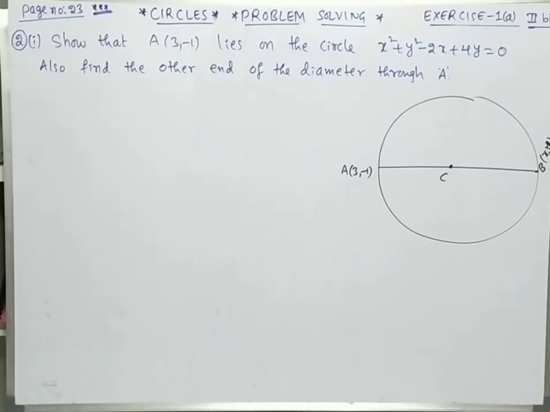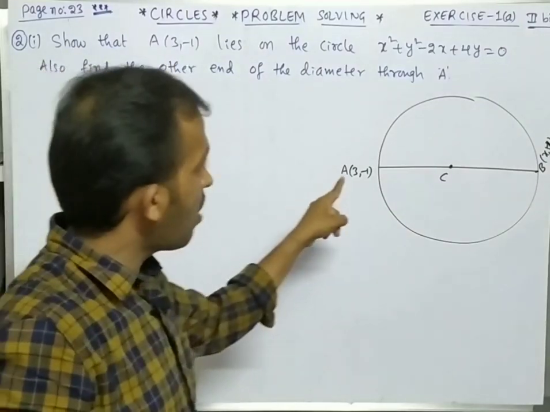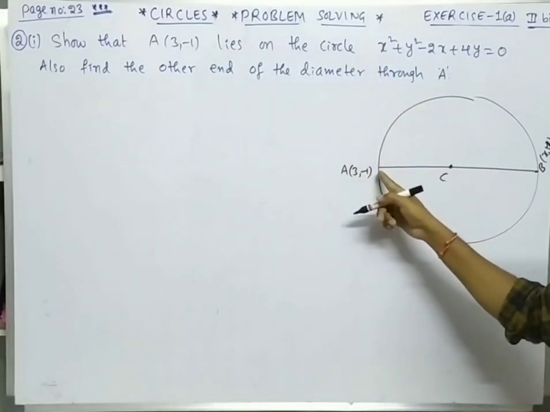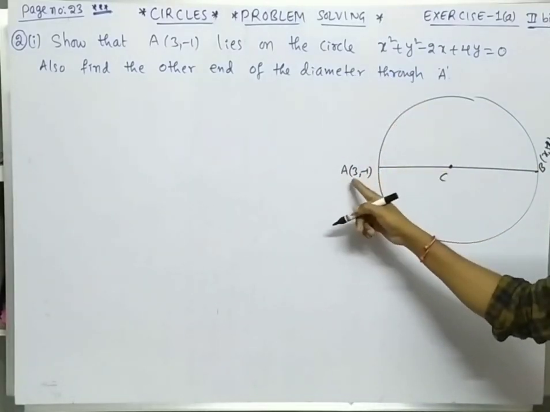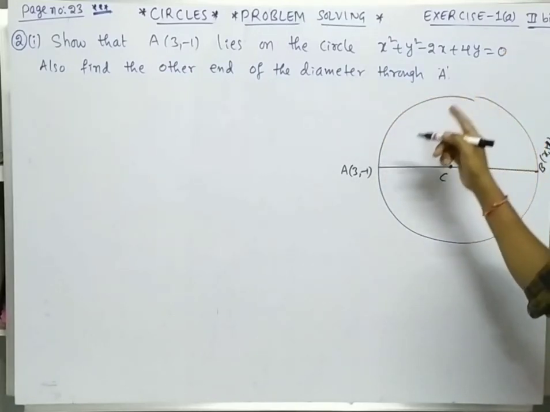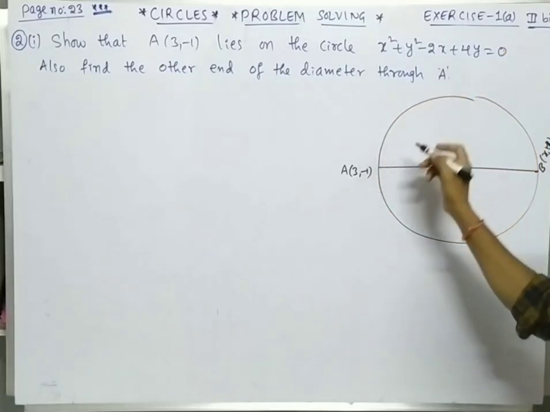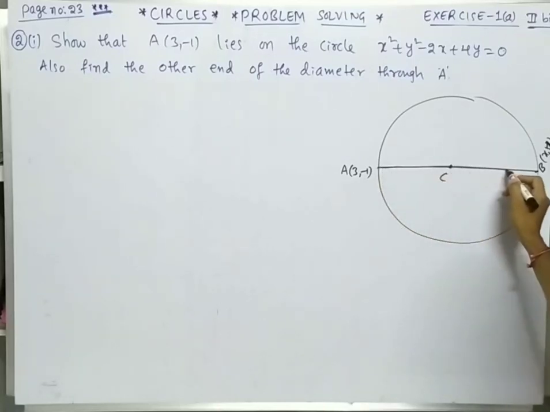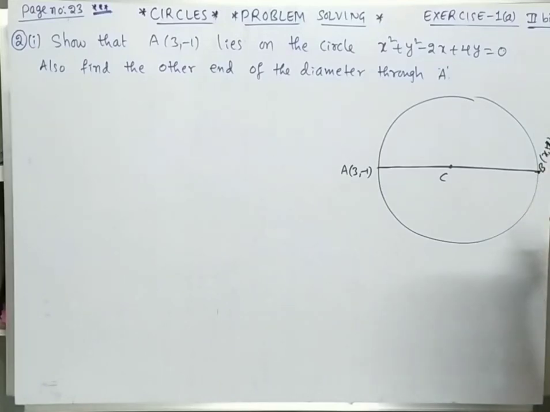Second problem: show that A(3, -1) lies on the circle. First of all, we should show that A(3, -1) lies on this circle. Also find the other end of the diameter through A. So through A, I drew a diameter, and we should find the other end of the diameter.